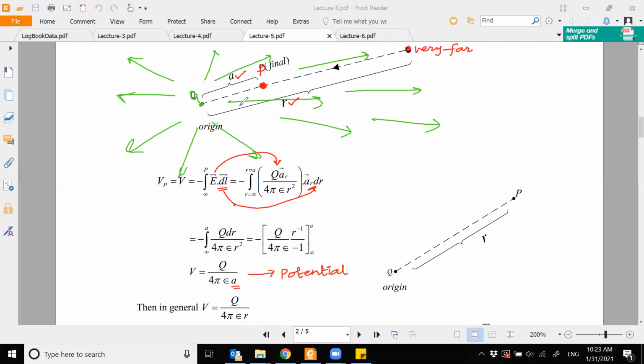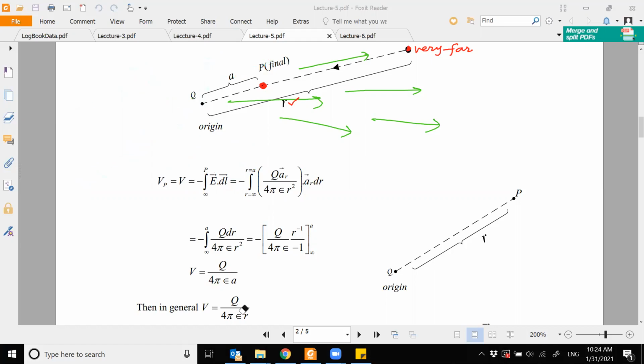And what is this A? A is nothing but the distance of my observation point from the origin. So if I make my observation point here, then A should be replaced by this distance. Now let me generalize this. I don't want to use A, B, C because this is the radial distance, so I can replace it with R. So this is the general expression: Q over 4 pi epsilon R. This is the potential created by a point charge of charge capital Q placed at origin.